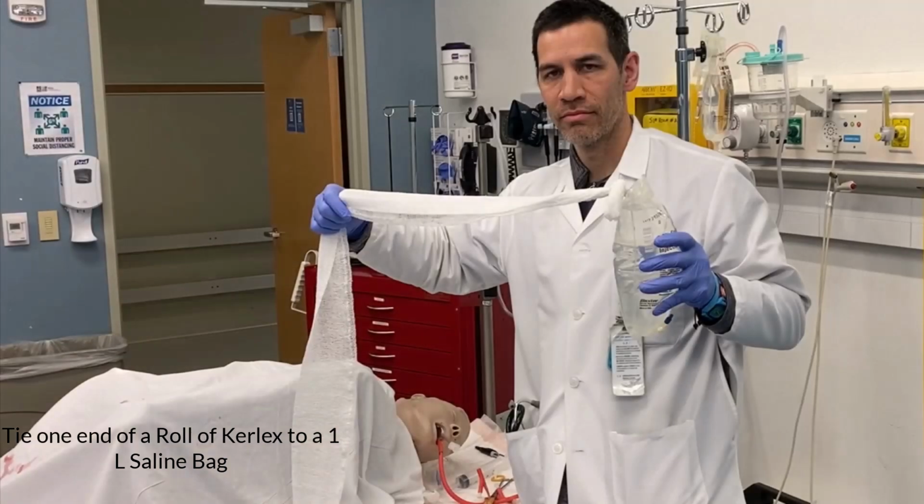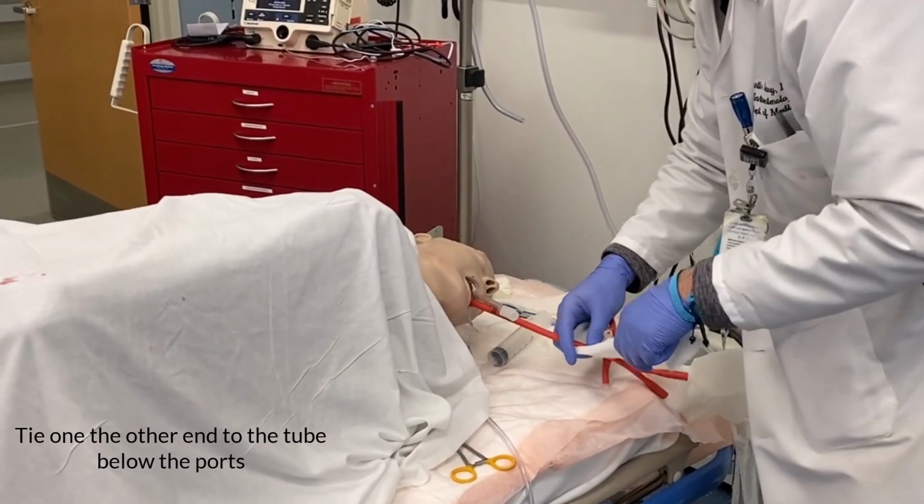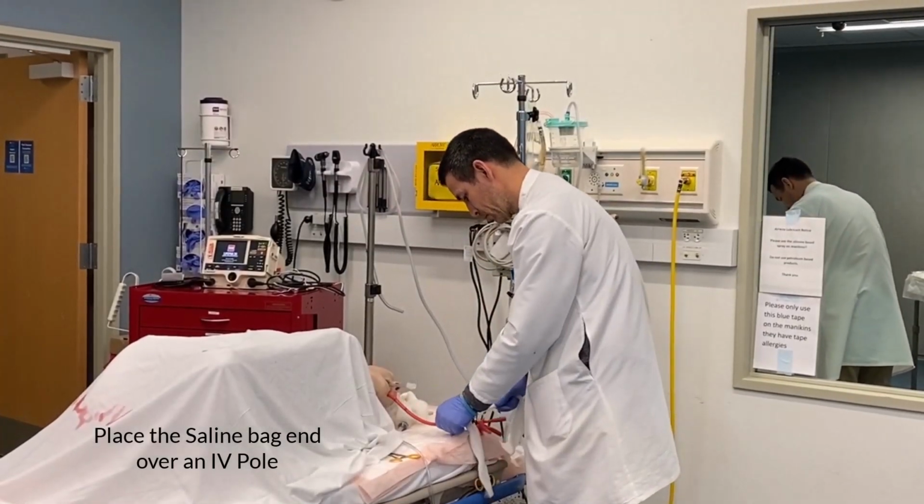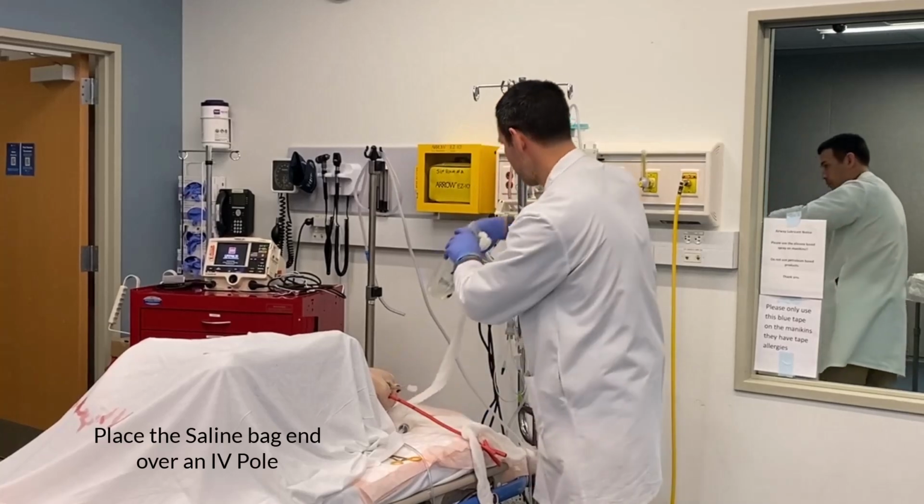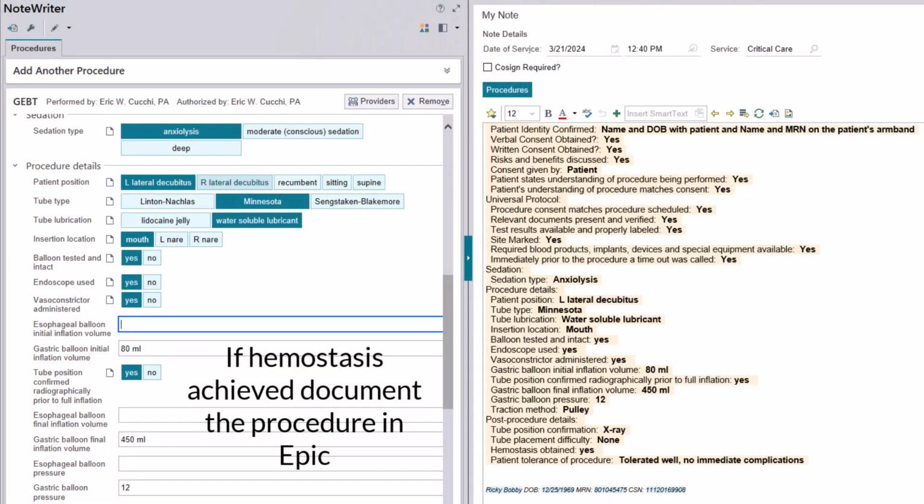Next, you will tie one end of the roll of Curlex to a 1-liter bag of saline. The other end of the Curlex roll should be tied to the Minnesota tube below the ports, and then place the saline bag over an IV pole to create traction. The gastric aspiration port should be connected to low-wall intermittent suction. At this point, you should check again to see if hemostasis has been achieved. If the hemorrhage is now under control, then the procedure is completed, and documentation should be done within Epic.